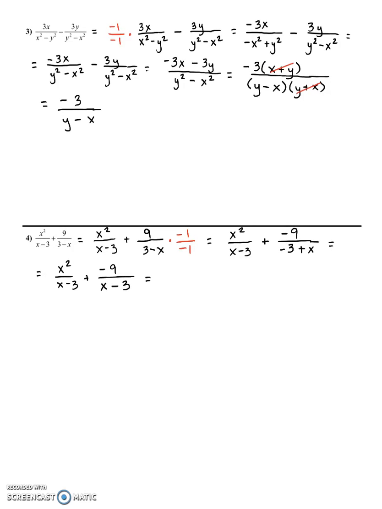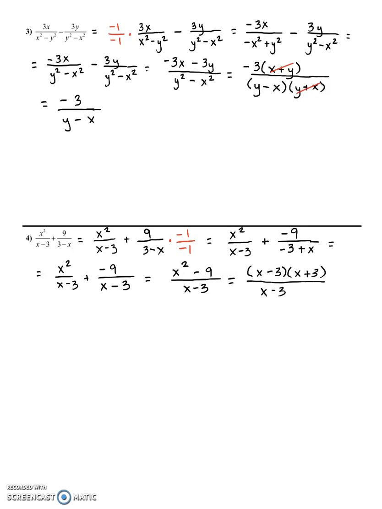Now that our denominators are the same, we just add the numerators. So x squared plus a negative 9 gives us x squared minus 9 over x minus 3. And now we have to simplify. The numerator is the difference of two squares, so we have x minus 3 times x plus 3 all over x minus 3.